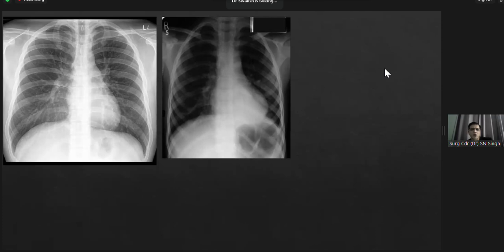So posterior. Why? The cardiac silhouette is not obscured, and there is, like you said, plus minus obscuration of the left vertebral border. So what I want you to say is that whatever I told you up till now, you have to tell in one breath. And now what is your differential diagnosis?